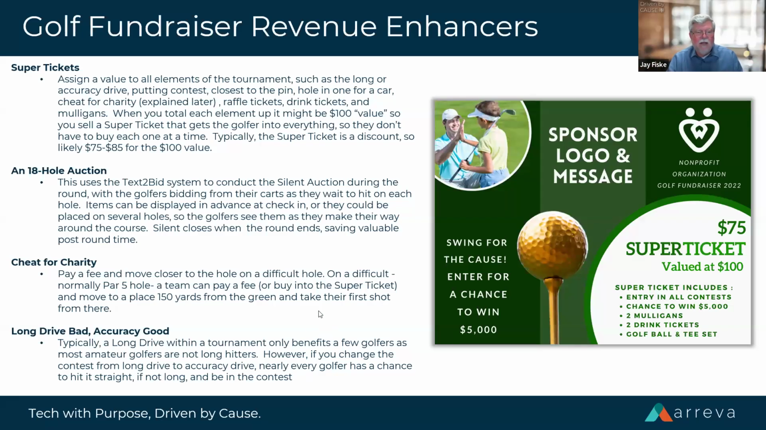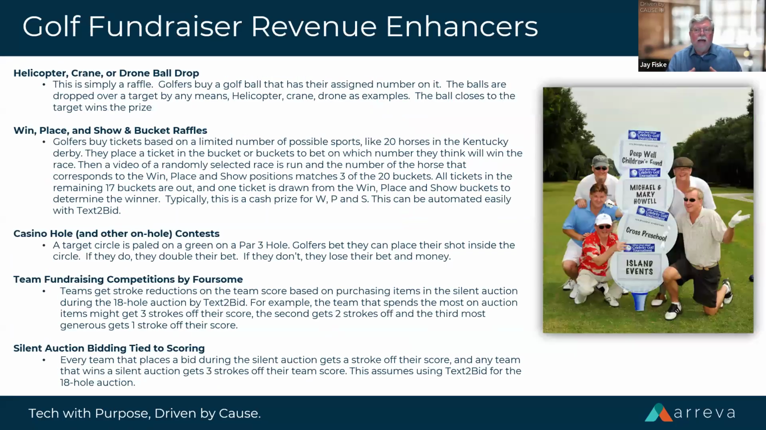And then long drive bad, accuracy drive good. What I mean by that is this. There are a certain number of golfers, a handful of them, who can hit the ball really a long way. But most of the golfers that come to your golf tournament are not long hitters. So they are automatically eliminated from the long drive. But if you change it to an accuracy drive to where they don't have to hit it long, they just have to hit it straight, you'll pull more golfers into the ability to win that contest.